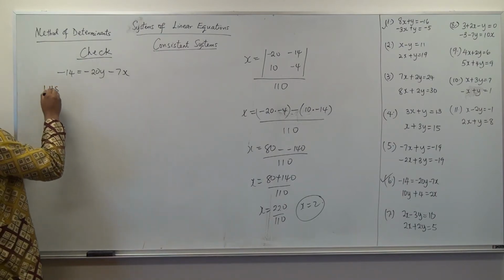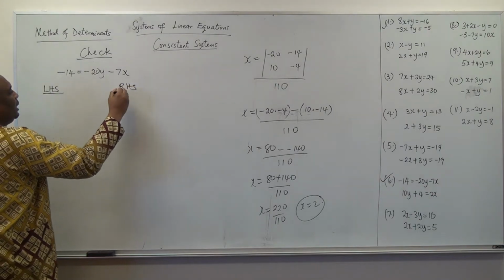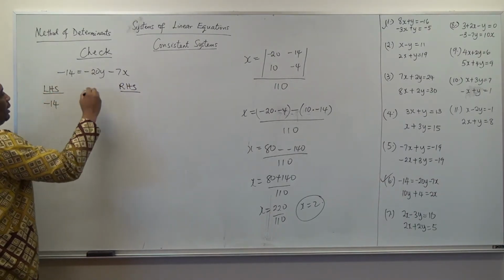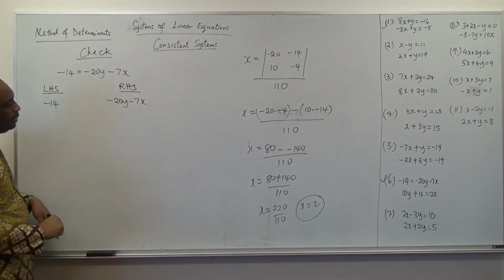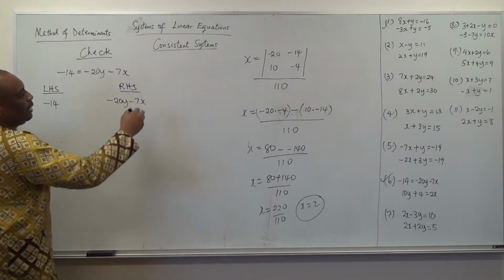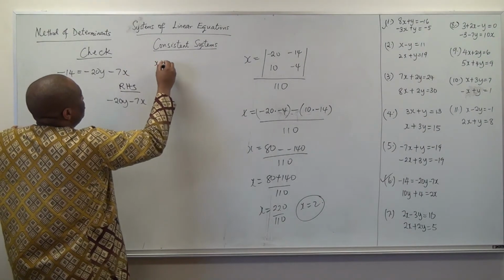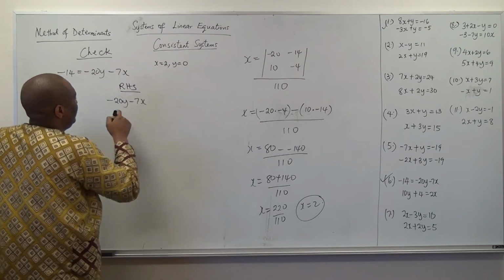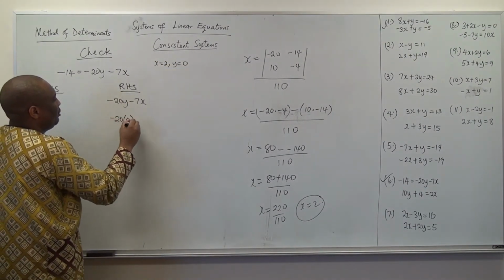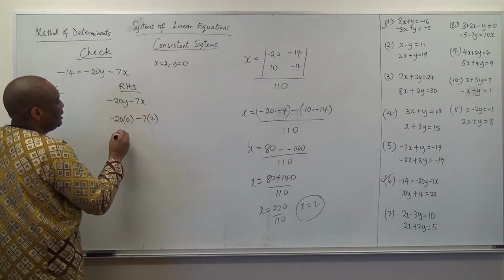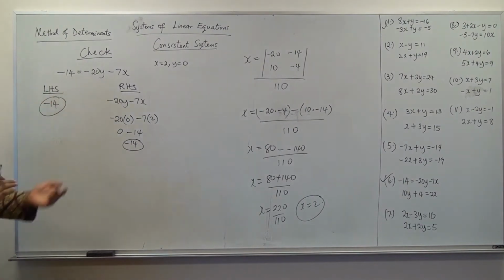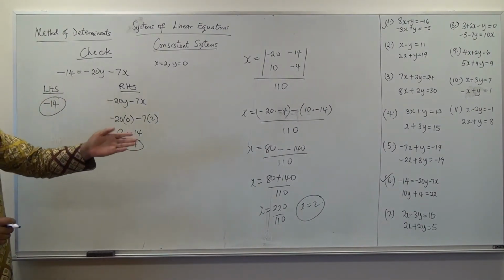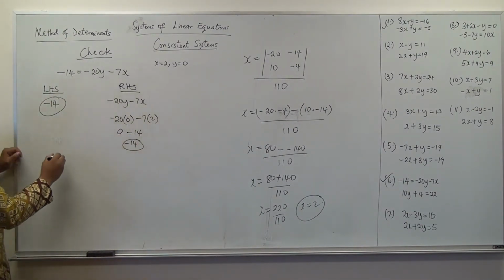So left hand side, right hand side. Left hand side is negative 14. Right hand side is negative 20y minus 7x. So we just plug it in. Our x is 2 and our y is 0. You just plug it in here. Negative 20 times 0 minus 7 times 2. 0 minus 14, minus 14. The first one worked.